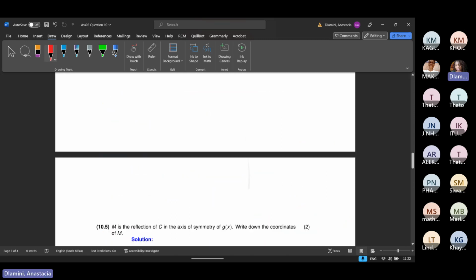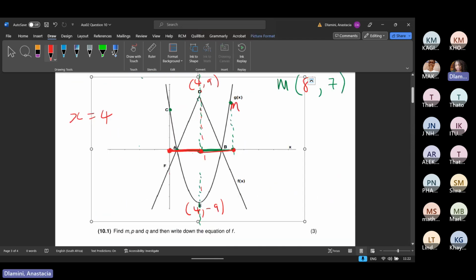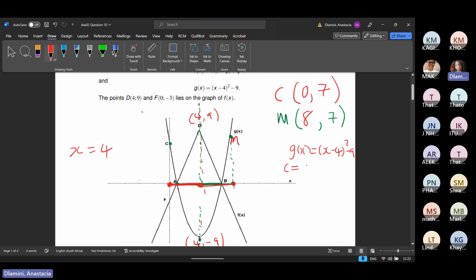Okay, let me go back here. We said that, in this case, our g of x is equal to (x minus 4) squared minus 9. Do we agree that if we let c be s, the x value of c, in this case our x value is 0. If we substitute in g, what do we get? We get 7, right?